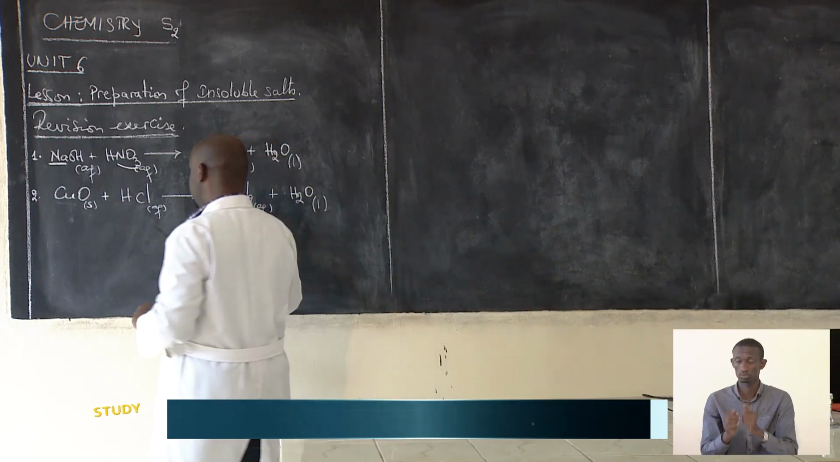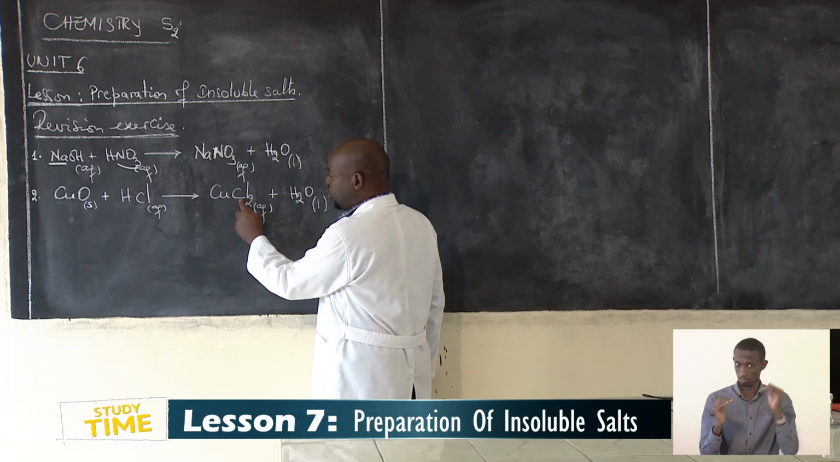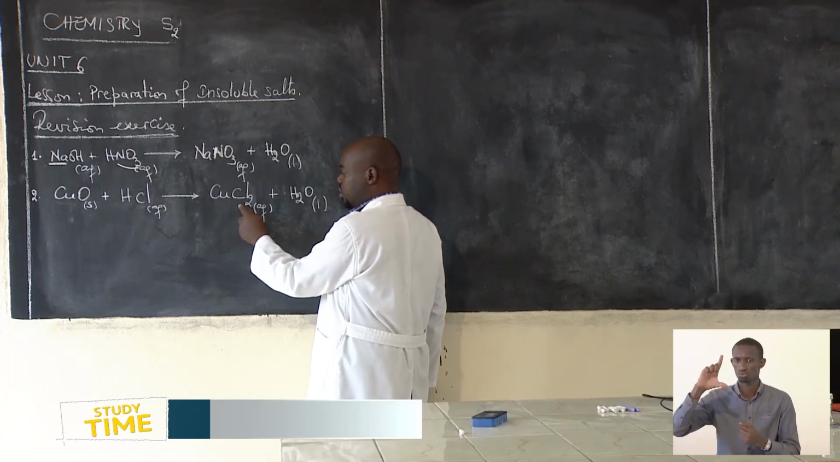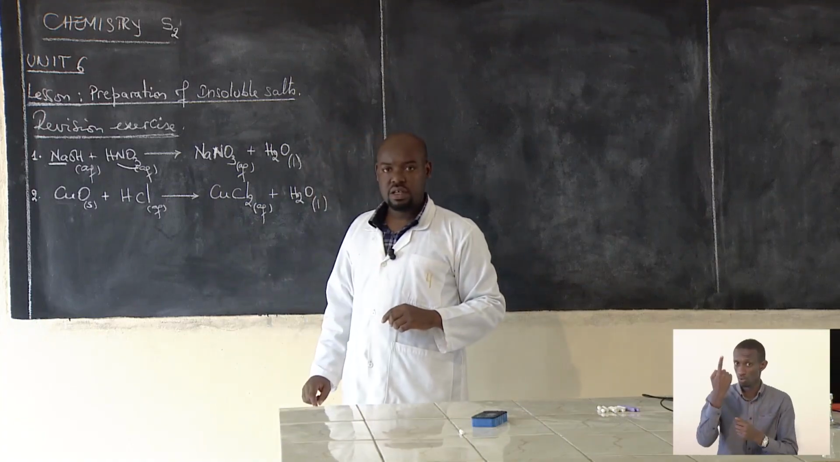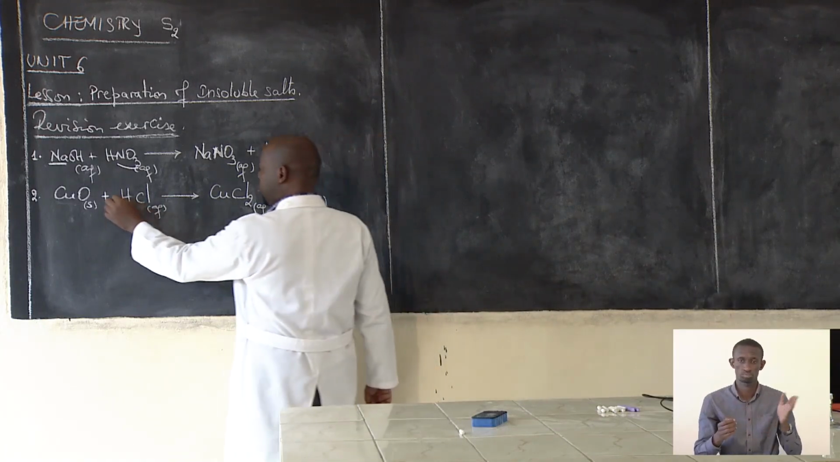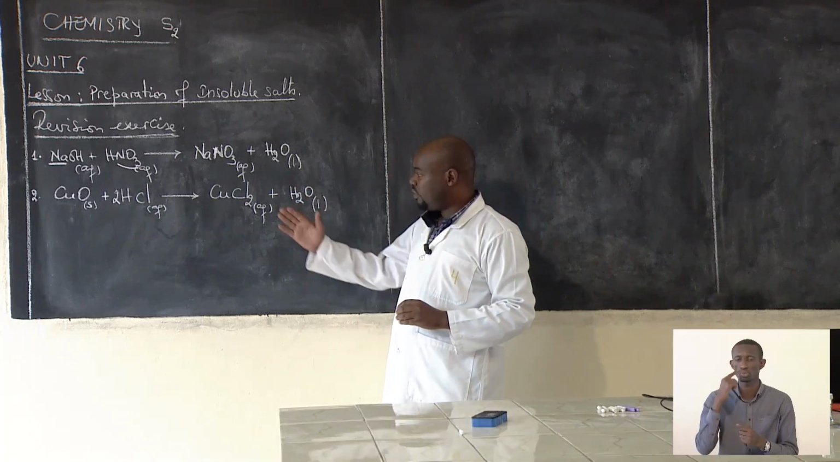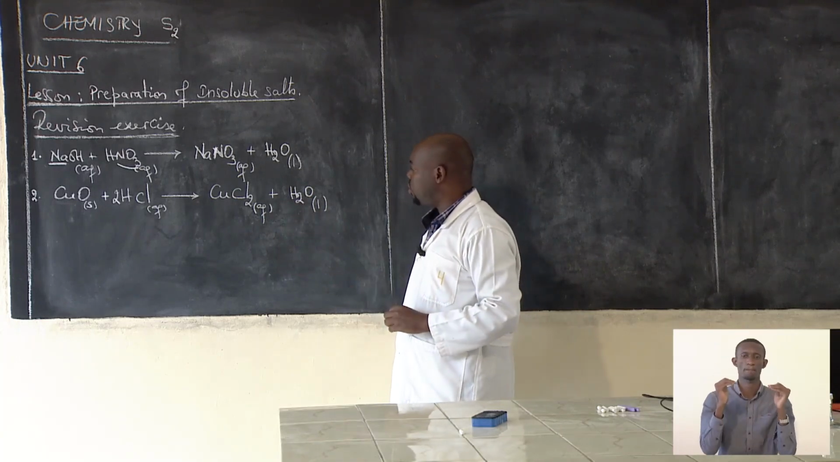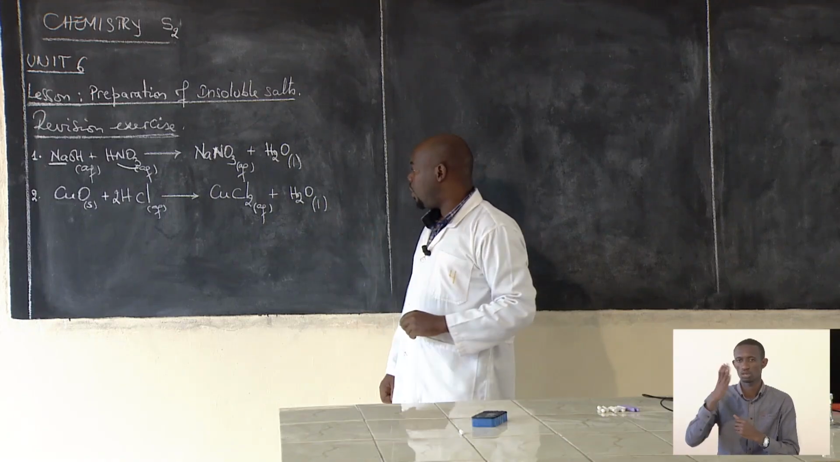Now, here it is necessary that we balance. If we balance, we have 2 chlorine atoms on the product side, but we have 1 on the reactant side. So we have to use 2 here. And we get our equation balanced. So we have copper oxide reacting with hydrochloric acid. We produce copper(II) chloride and water.